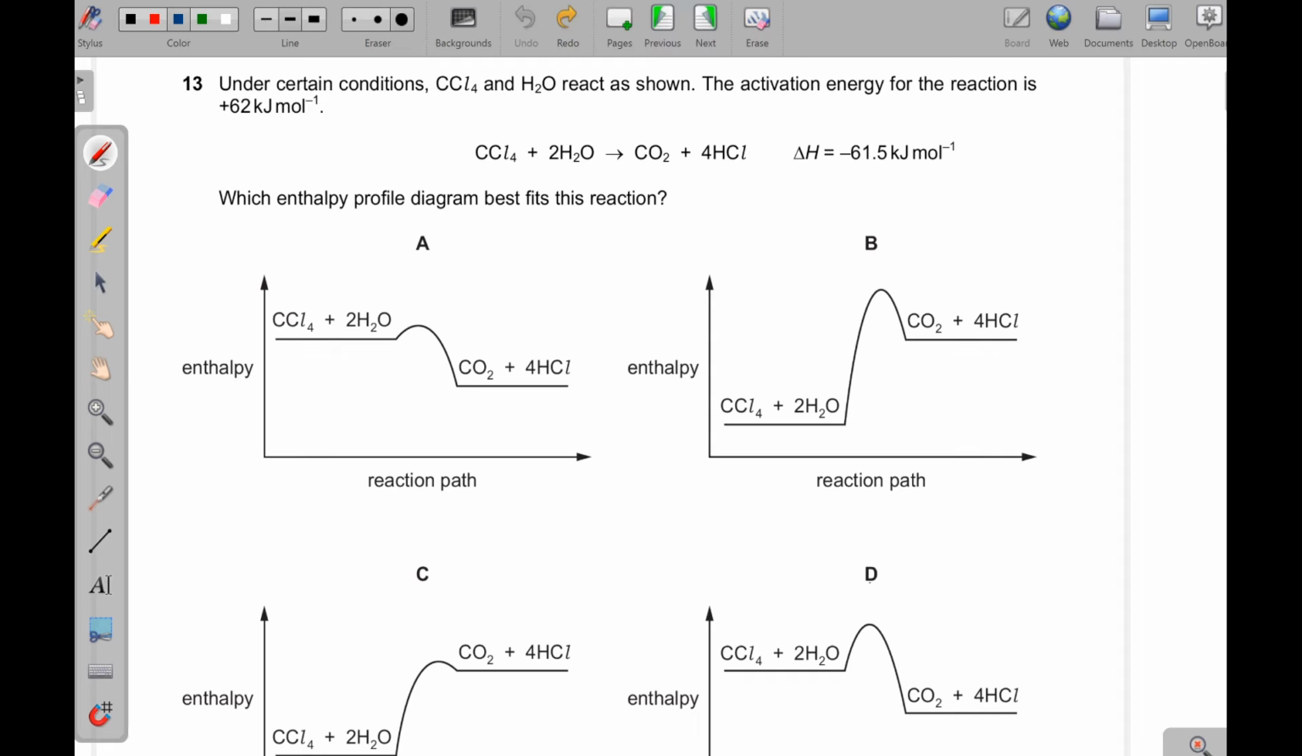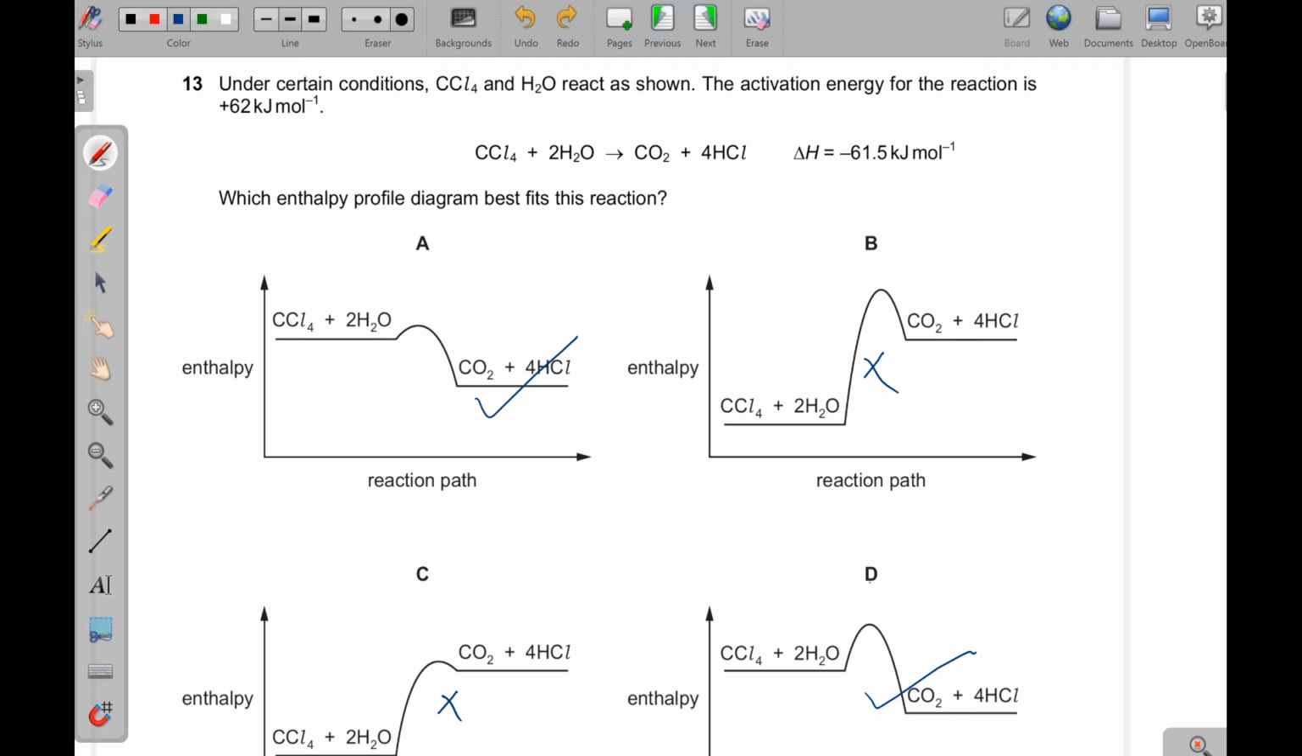So we have to look for diagrams like these ones here, where the products have less energy compared to the reactants. That one there and this one here. So this one is endothermic, because for endothermic you put in energy. That means the products are going to have much more energy compared to the reactants, because energy has been absorbed. You get that? So this one is off and this one is off. You see? Now they give us the activation energy.